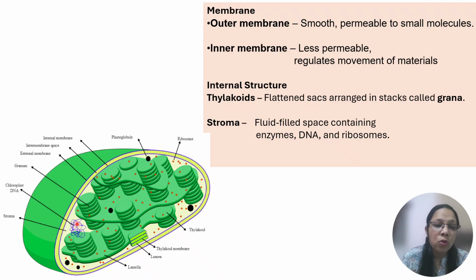So where this chloroplast DNA is present in stroma, where these ribosomes are present in stroma. So this thylakoid actually is important in absorption of light. So membrane, outer membrane, inner membrane, internal structure is thylakoid and stroma.